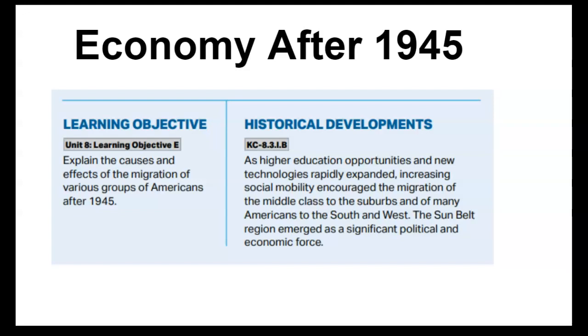Okay. I also pulled out some of the outline material from the College Board content outline. The first thing we're going to look at here in the content slides is how the economy was changing after 1945. You want to be able to explain the causes and the effects of the migration that took place among various groups of Americans after 1945. We had a lot more higher education opportunities, meaning more people are going to college. Technology is changing. There's a lot of social mobility. A lot of people are going from point A to point B. And then a new place in the country is emerging, known as the Sun Belt, which is the southwestern part of the United States that's emerging as a political and economic force.